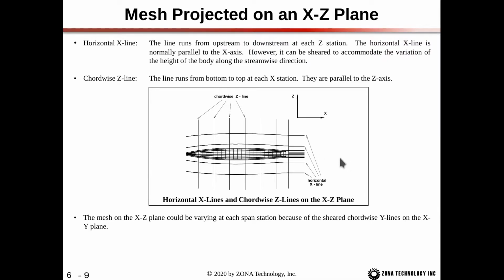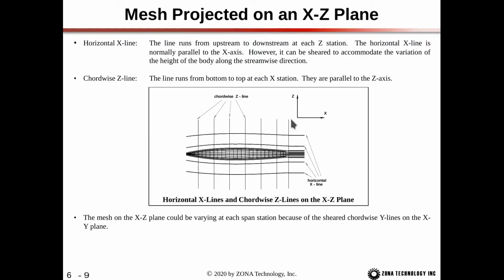However, optionally, it can be sheared to accommodate the variation of the height of the body along the streamwise direction. So this shearing only occurs for body elements. It does not occur for the ZEUS elements. And once again, this is optional, and you usually don't need to do this, but the option is available.